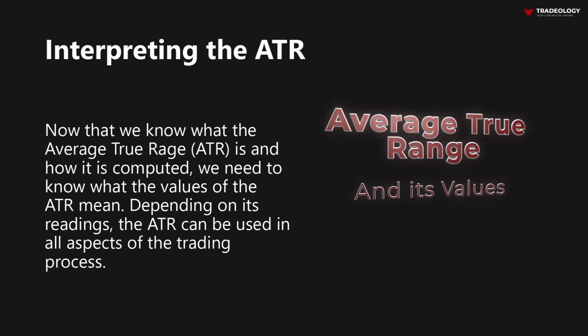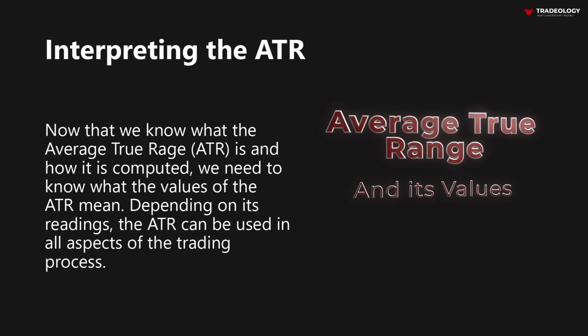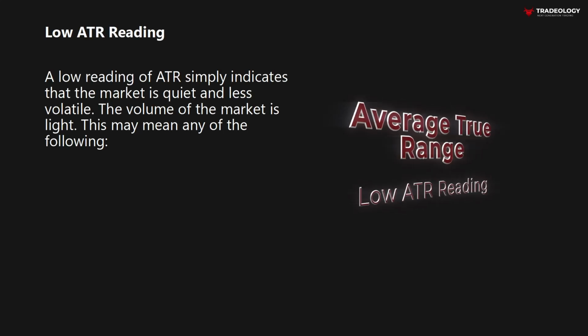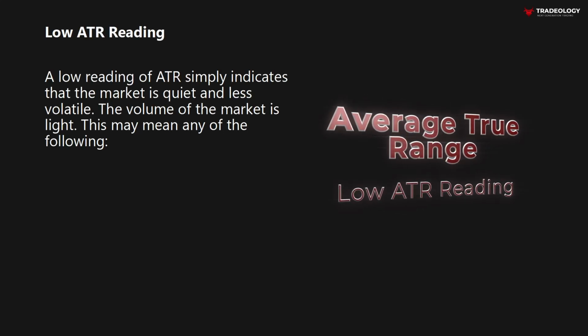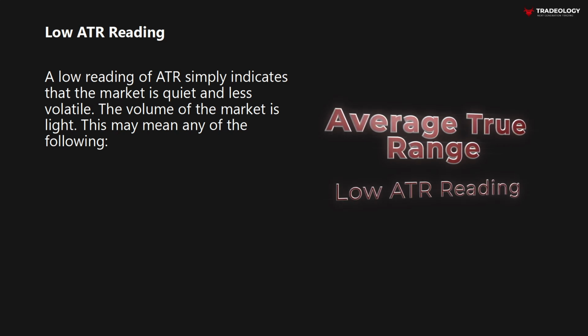Now that we know what the average true range is and how it's computed, we need to know what the values of the ATR mean. Depending on its readings, the ATR can be used in all aspects of the trading process. A low ATR reading. A low reading of ATR simply indicates that the market is quiet and less volatile. Volume of the market is light. This may mean any of the following.